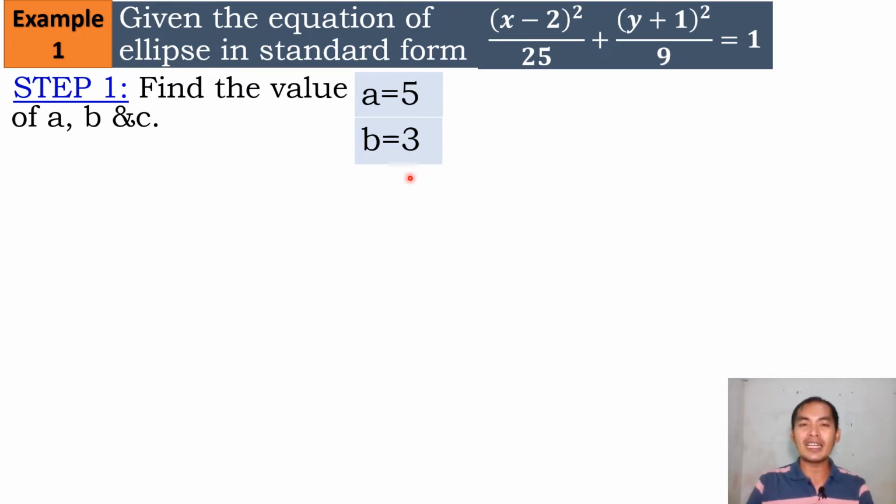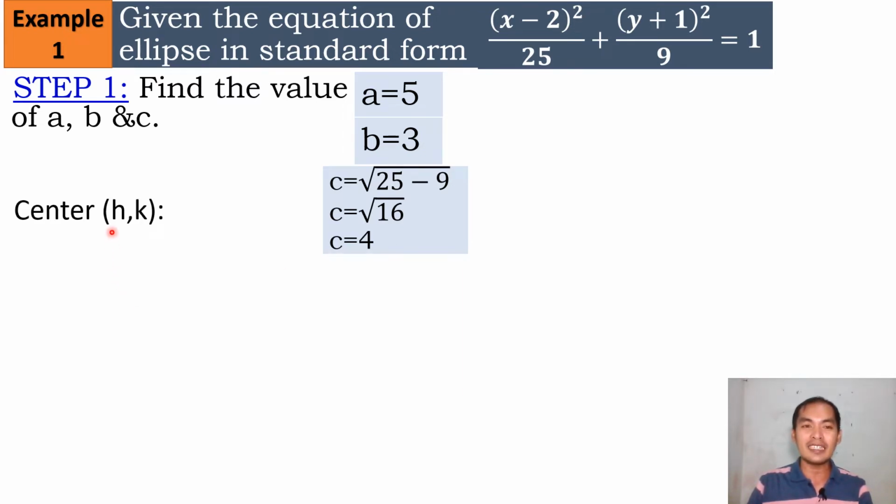How to find for the value of c? We use the formula. C is equal to the square root of a squared minus b squared. So 25 minus 9 is 16. And square root of 16 is 4. So that's the value of c. We have now the value of a, b, and c. Let's proceed to the different parts of an ellipse. We will proceed first to the center. How to get for the center? So this one, the opposite of negative 2 is positive 2, and the opposite of 1 is negative 1, and that's the value of our center.